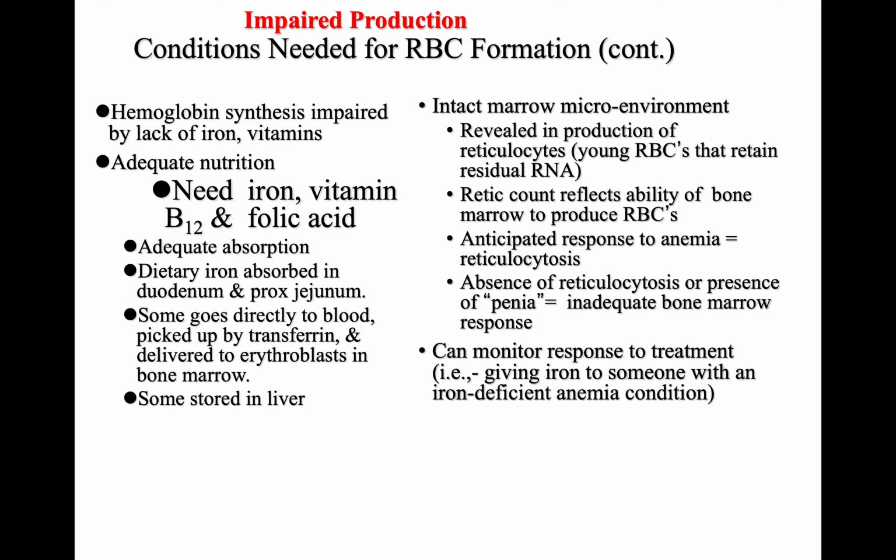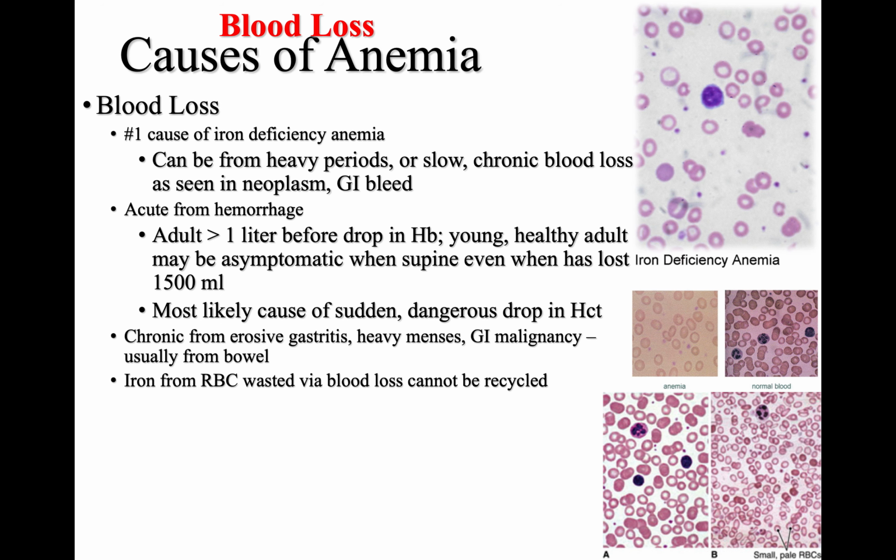Absence of reticulocytosis or presence of penia is an inadequate bone marrow response, meaning if we have erythrocytopenia, the bone marrow can't seem to be picking up. So is the problem in the erythropoietin, or is it the problem with the kidney, or is it the problem that the bone marrow can't produce it? So again, many different reasons as to why somebody is anemic. We can monitor the response to treatment, giving iron to someone with an iron deficiency anemia and just seeing if they get better.